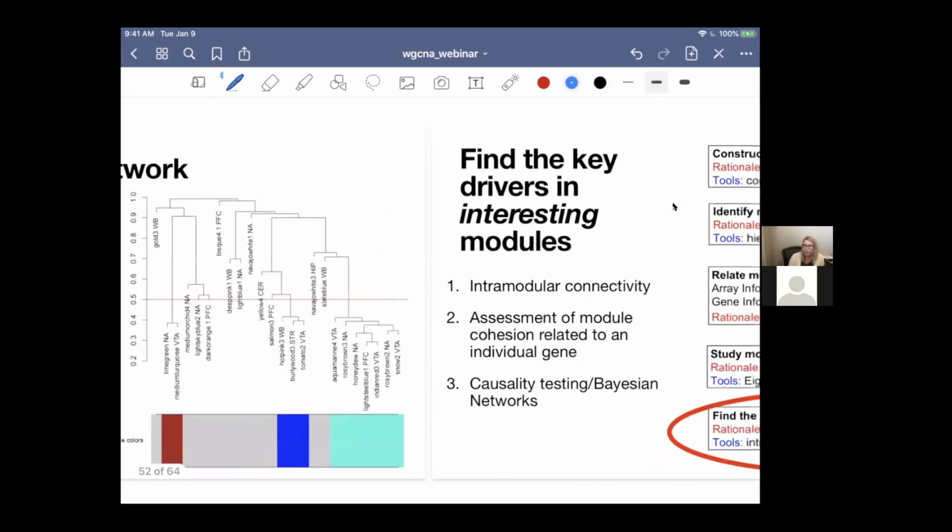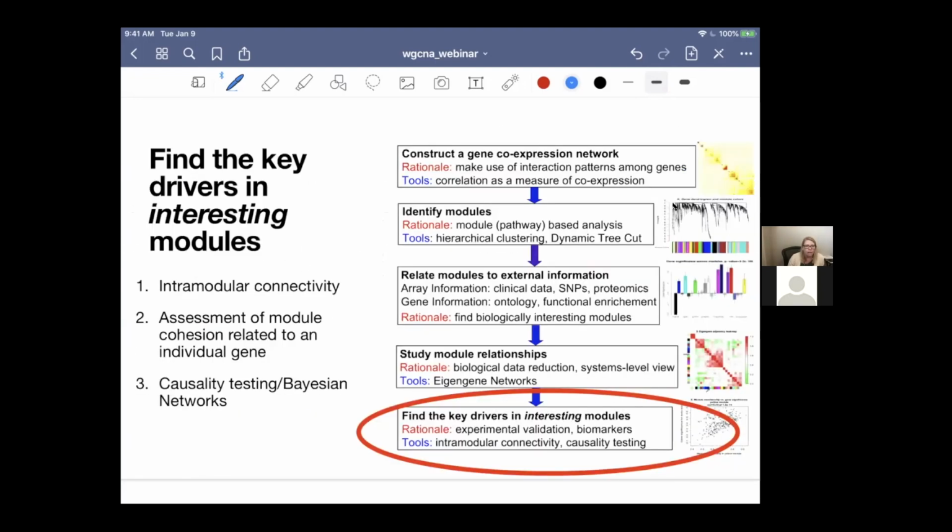The last category before we finish up here is: how do we find key drivers in interesting modules? Now we've gone through, we've identified our modules, and we've said this module is associated with our trait, whether our trait is alcohol consumption or blood pressure or any of those traits. We now want to look at that module in a little more depth, looking at the genes within it and starting to think about which ones we could target for functional validation, and how we want to go about that validation.